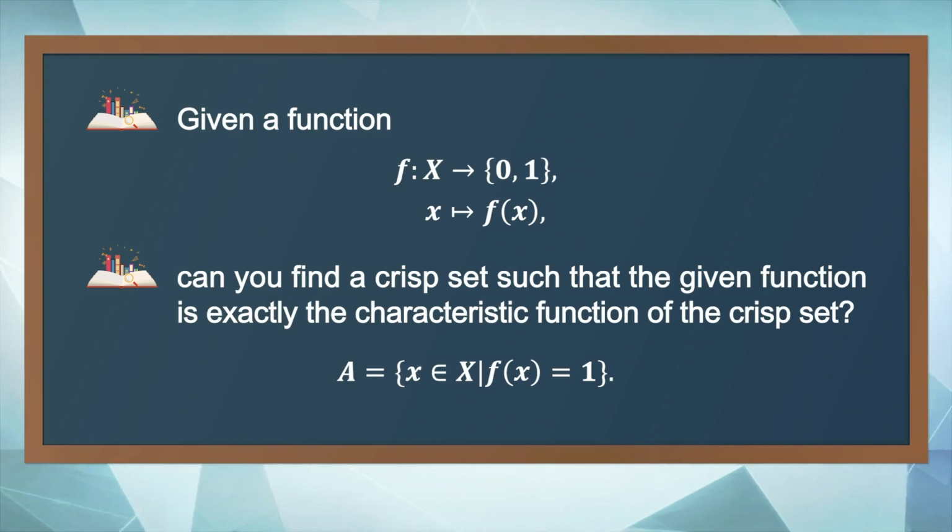On the one hand, for each crisp set, it has a unique characteristic function. On the other hand, for each function, where its domain is the universal set X, and its range is the set {0, 1}, there exists a unique crisp set such that the given function is exactly the characteristic function of the crisp set. So, if we can generalize the definition of the characteristic function to the fuzzy cases, then we can generalize crisp sets to fuzzy sets.